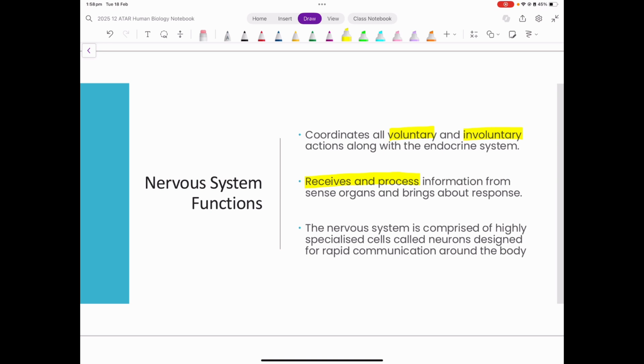Okay? So again, the specialized cells in this system are our neurons, and they are designed particularly with one thing in mind, which is rapid communication. So compared to the endocrine system, in our previous topic, the nervous system is much, much faster.